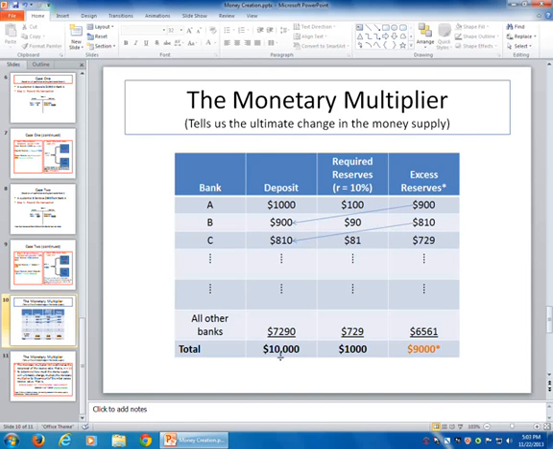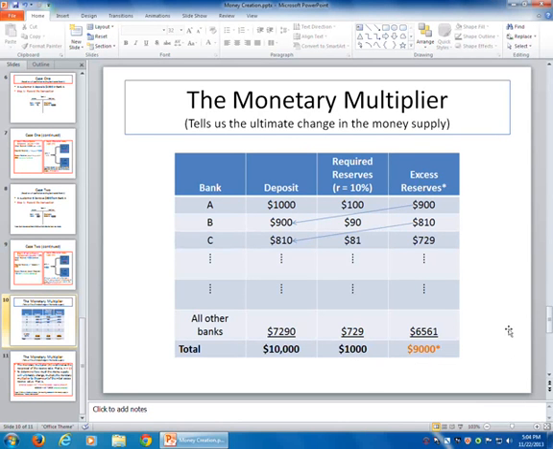So notice here I have the grand total for all the deposits created would be $10,000. The grand total for all required reserves would be $1,000, and the grand total for excess reserves would be $9,000. And this is interesting because the excess reserve total represents the amount of money that was created.